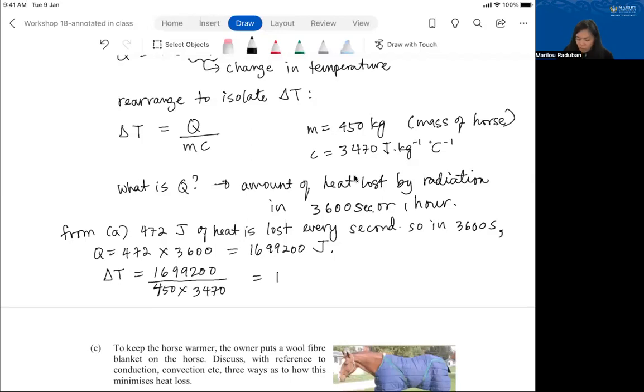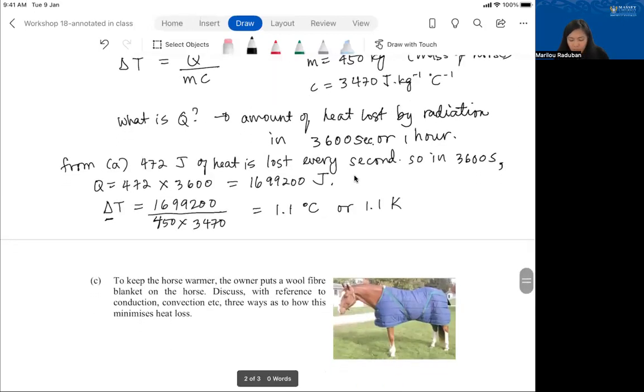about 1 degree Celsius. So let me just do 1,699,200 divided by 3470. Yeah, you'll have 1.1 degrees Celsius, or that's also 1.1 Kelvin. Delta T, change in temperature, that's why Celsius and Kelvin would be the same.